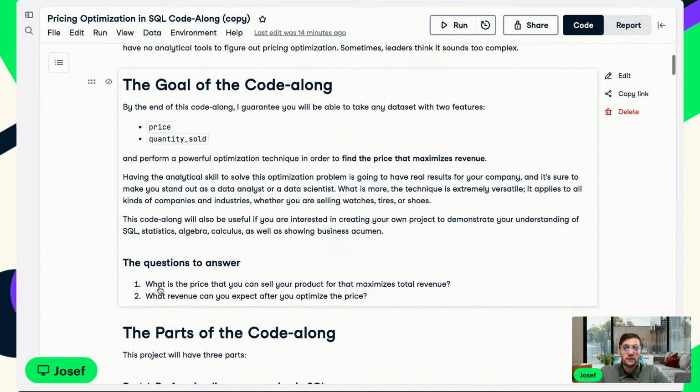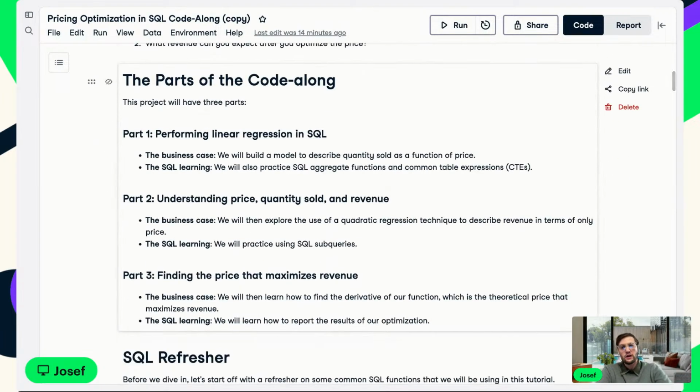The specific questions we're going to answer are: what is the price of the product that maximizes revenue, and on the other side of that, what revenue can you expect after you've optimized for price? This code along will have three parts.